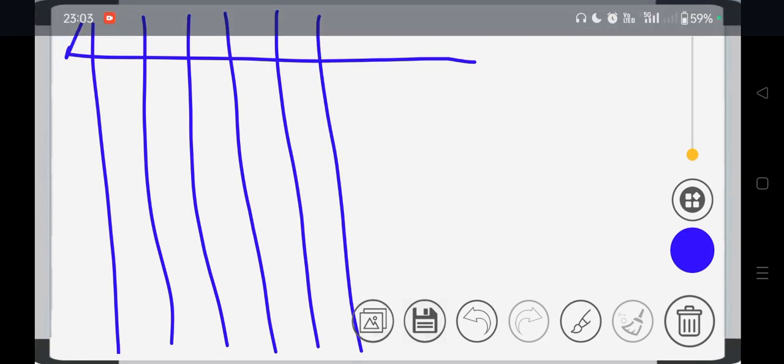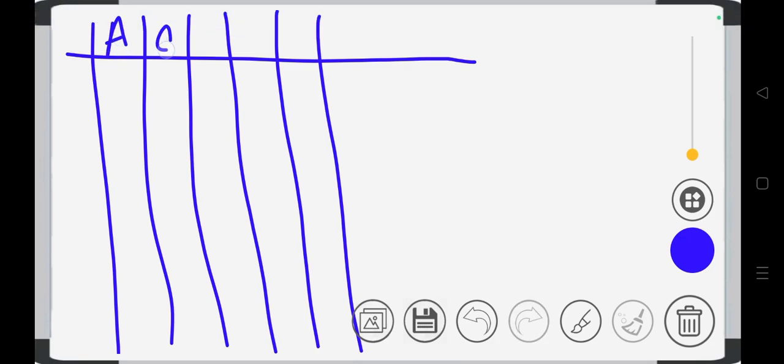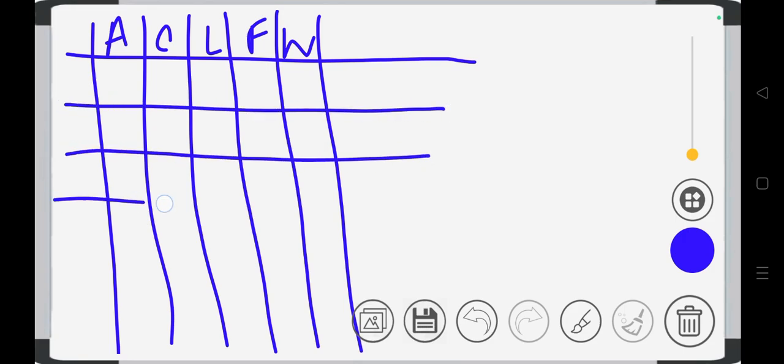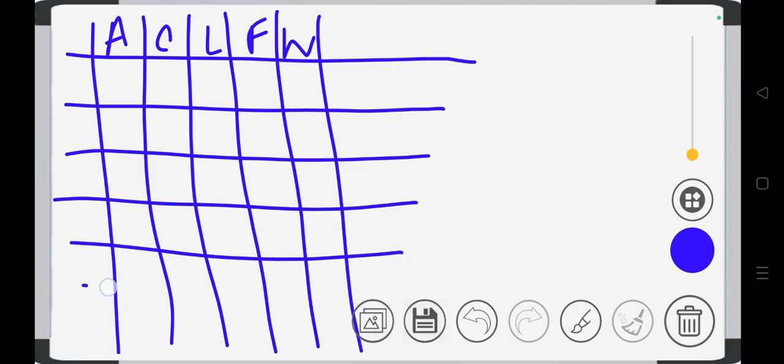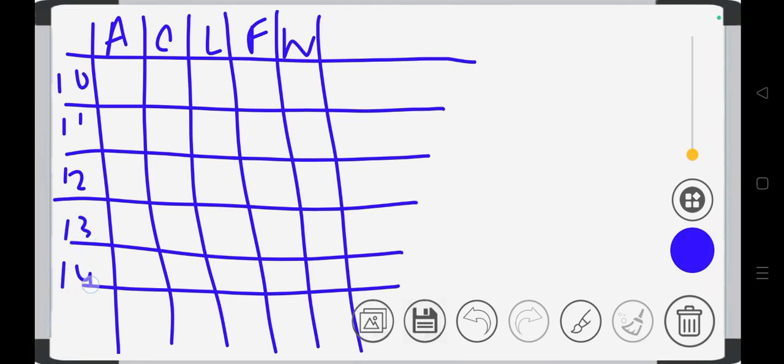Okay, so what we have is A, C, L, and F, and this is the output W. So then guys, what we had next is, starting from 10 we have till 15. Okay, so 10, 11, 12, 13, 14, 15 will complete the full table. Okay, so now let us try to draw the truth table.